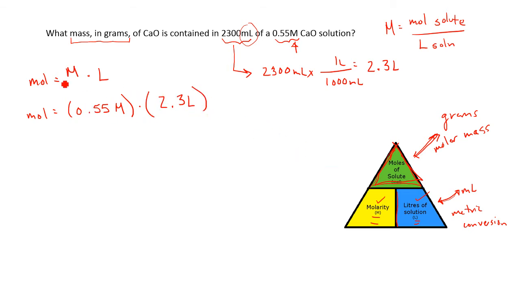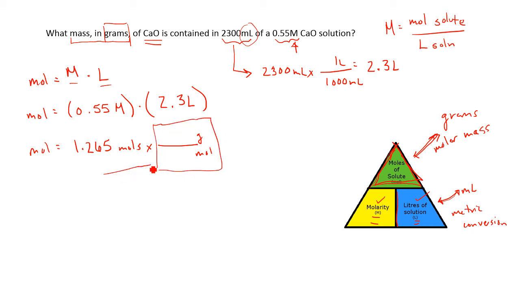I've forced these units into the definition of molarity, and now I can multiply these guys. If I multiply that, I get 1.265. So my moles here are 1.265 moles. I'm not done though, because of course the question asks for grams. In order to do that, I'm going to need the molar mass of calcium oxide. So to convert moles to grams, I need to set up this dimensional analysis, and then in here I'm going to plug in the molar mass of calcium oxide.